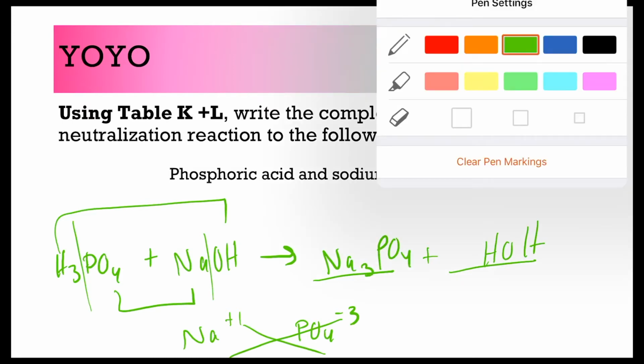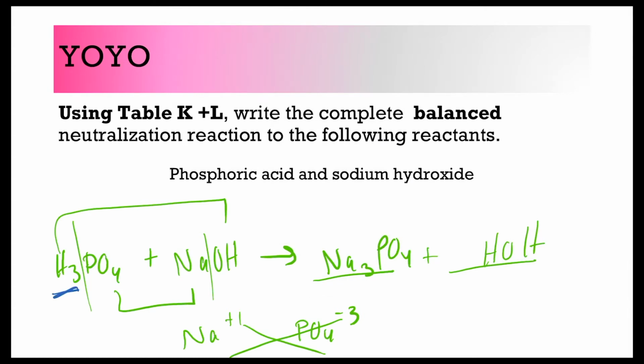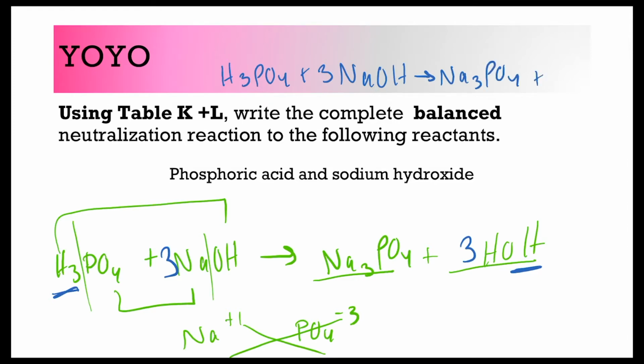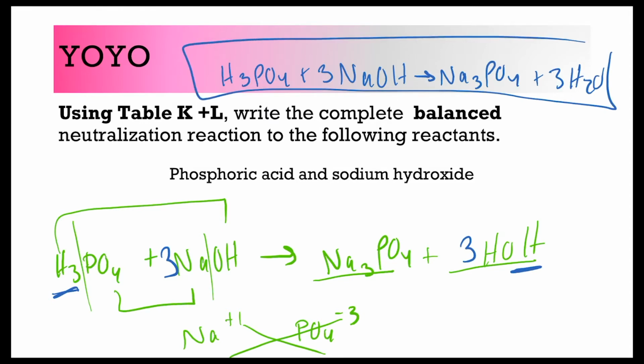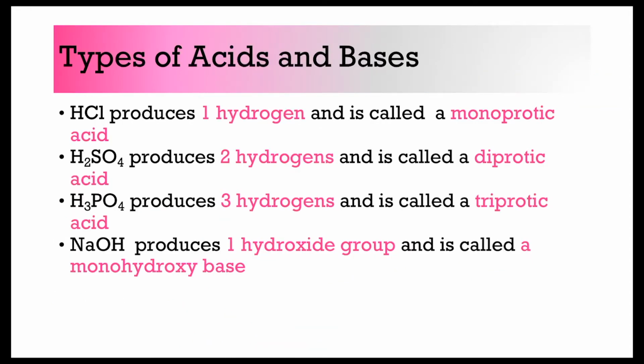Na3PO4. It is not balanced. You have 3 acid H's, so you need 3 over there. It means you have 3 OH's from your bases, so you need 3 bases. Now everything is balanced. If you wanted to rewrite this, it would be H3PO4 plus 3 NaOH gives you Na3PO4 plus 3 H2O.